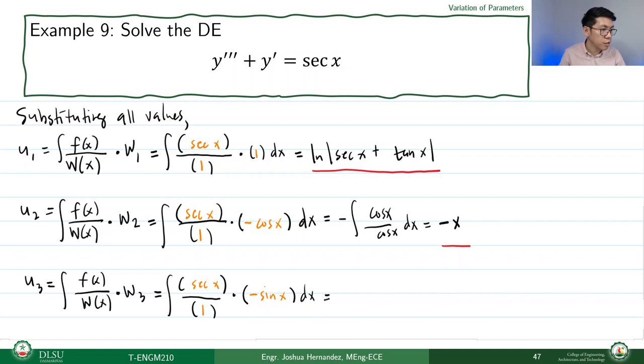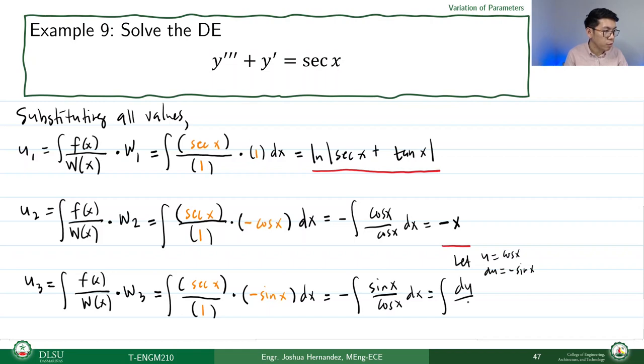Of course, dx. So magkakaroon tayo dito ng negative integral of sine x all over cosine x, which is of course tangent x. But if we let u to be cosine x, we know that du will become, du is equivalent to negative sine x. Hence, this will become the integral of du over u or ln u, which is ln cosine x. Yeah. So there you go. We have now u1, u2, and u3.